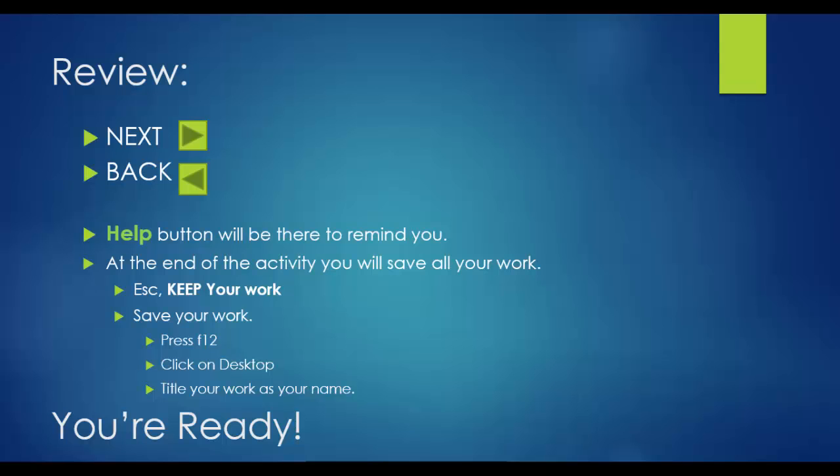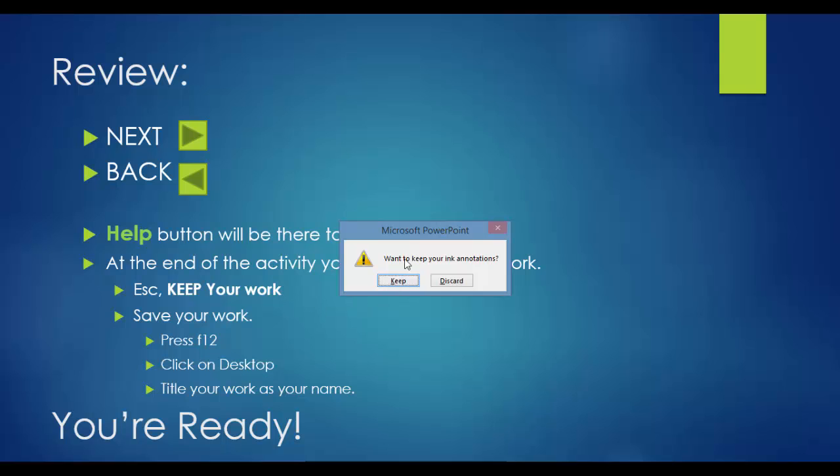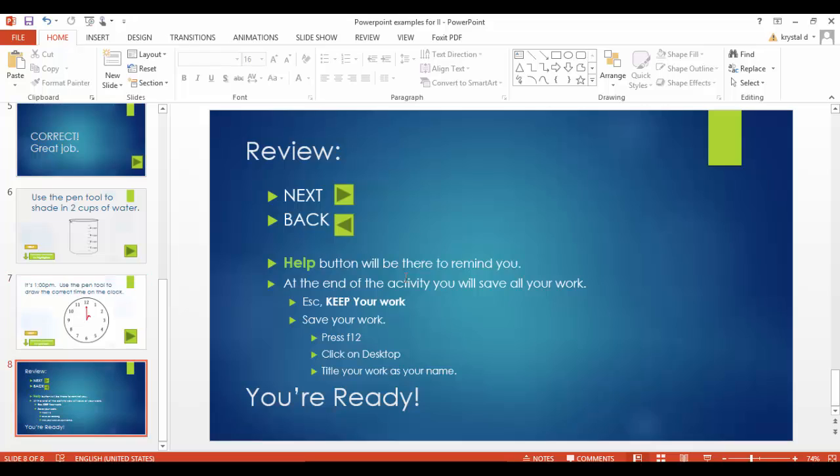To review, the next button will take you to the next activity, and the back button will take you to the previous activity. The help button will always be there to remind you where the pen tool and the highlighter tools are. And at the end of the activity, you will save all your work, and you'll do that by pressing the escape key, and it's going to ask you if you want to keep your ink notations. You're going to say keep to keep all your work.